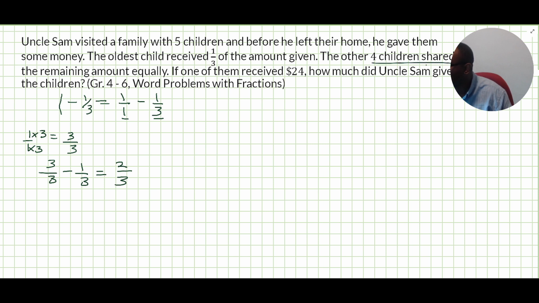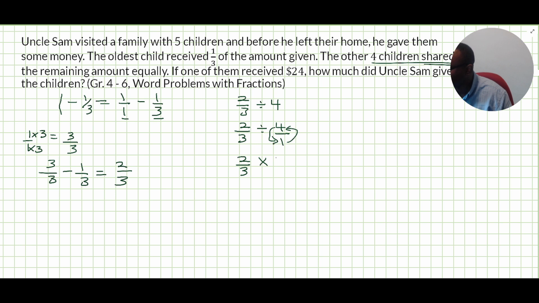When you see the word shared, you're looking at division. So 2/3 was divided by 4 people. So now let's go ahead and solve this. Remember, the first thing is to rewrite this so that 4 is an improper fraction: 2/3 divided by 4/1. Then we leave the fraction on the left alone, change the division to a multiplication, and switch the position on the right.